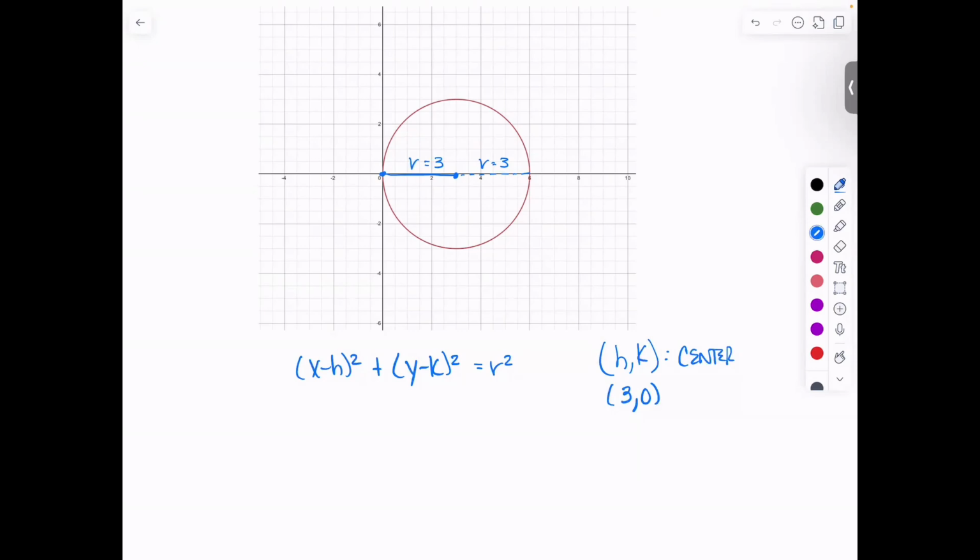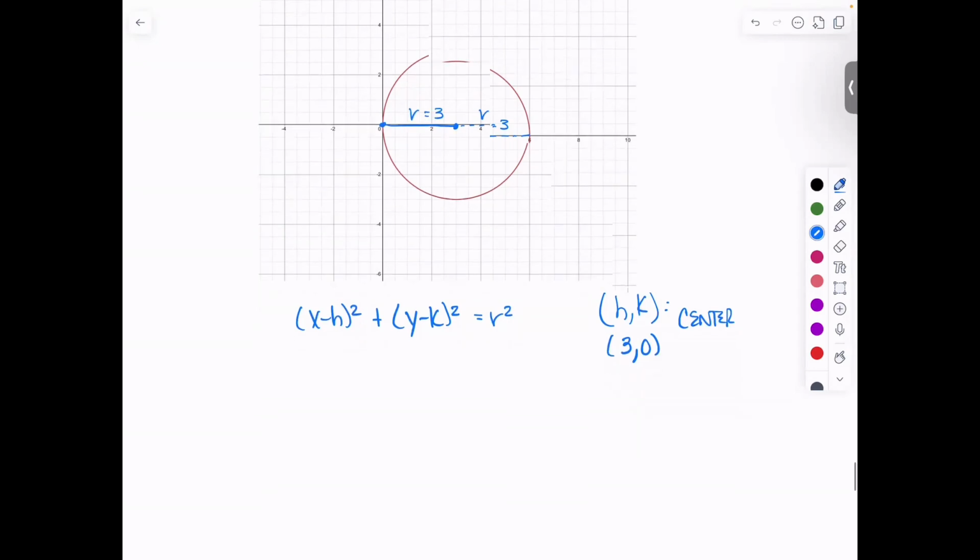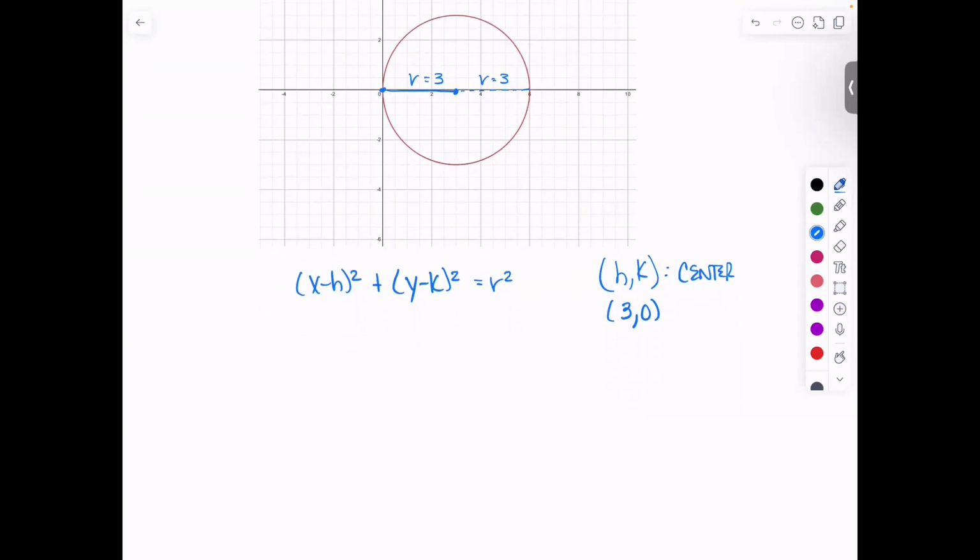What we have here is H and K. We just need to fill in our H and K and our R here. Make sure to square that R. Students tend to forget that. I've fallen victim to that. So we have x minus 3 squared plus, now because K is 0, we can say minus 0 squared equals 3 squared. This would actually be acceptable, but you're expected to clean it up a bit. We would have x minus 3 squared plus y squared equals 9.